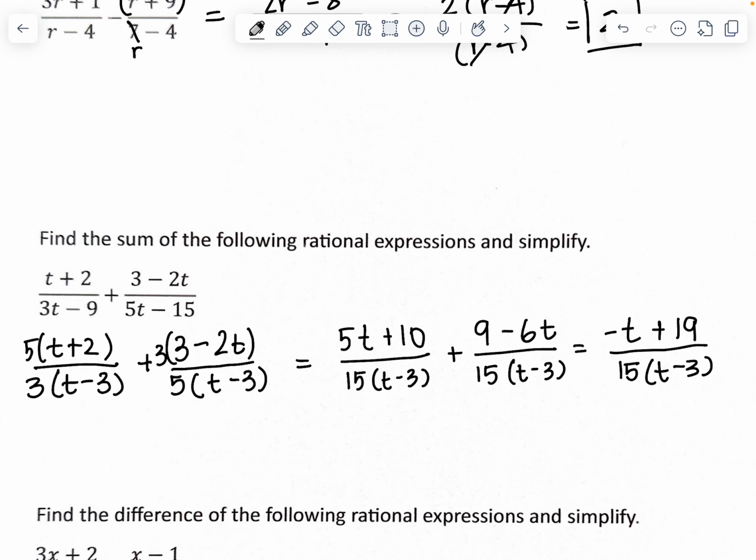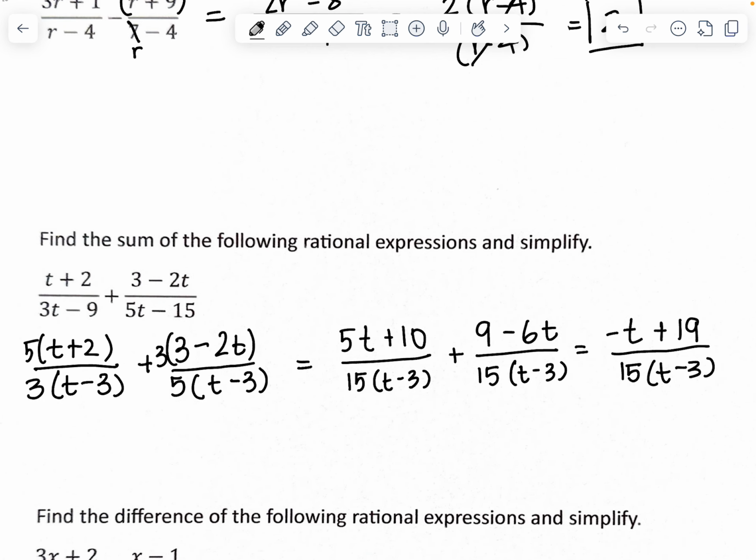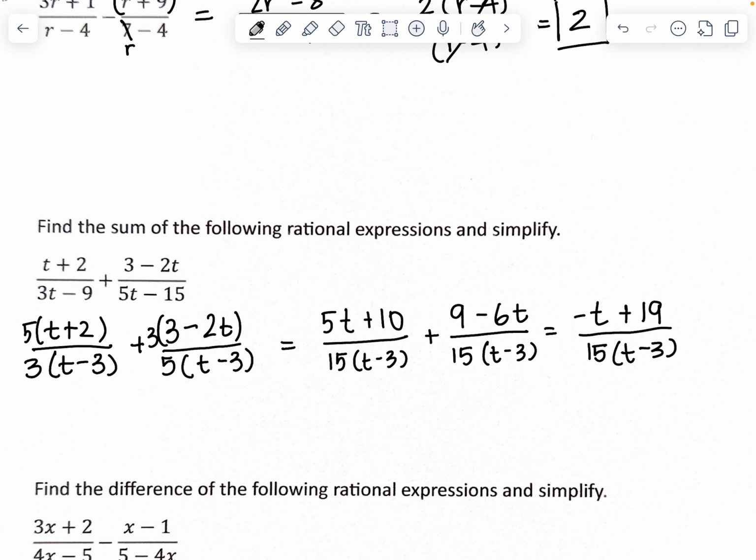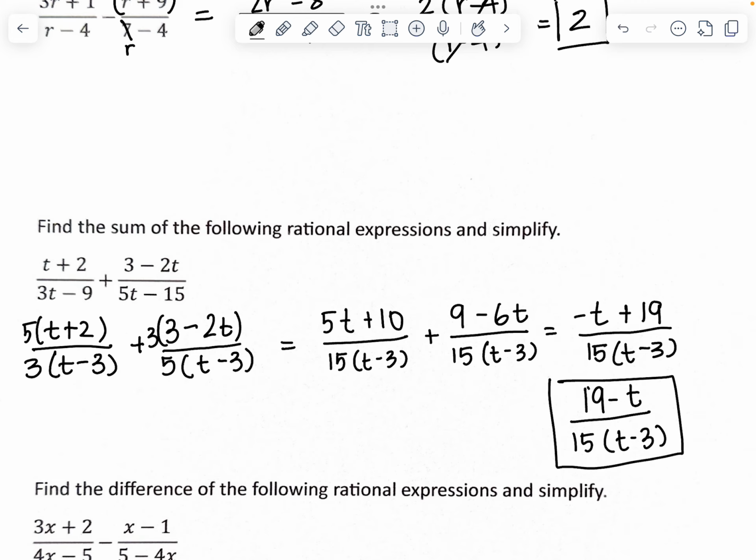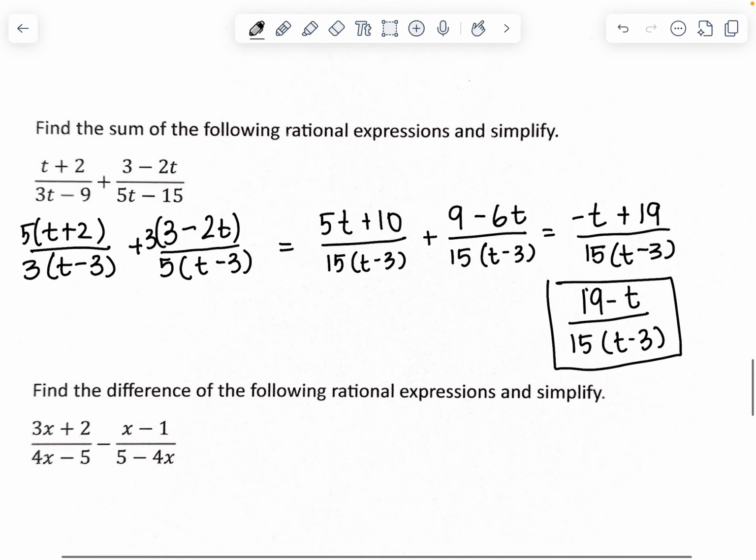And on the answer sheet, that looks a little different. They actually have 19 minus t, which is okay, over 15t minus 3. That's my final answer. All right, we got 4 more to go.